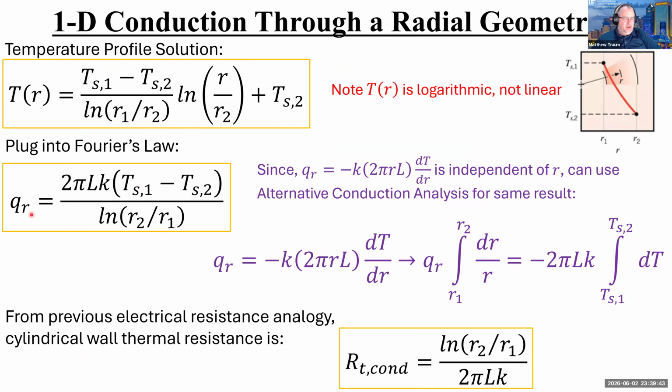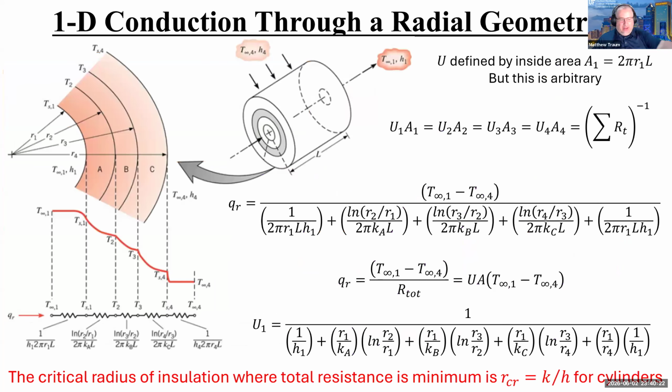all of this stuff that's not Q and that's not T, that's a thermal resistance, right? So I can do the exact same thing that I did before with the plane wall, and I could say, okay, ln of R2 over R1 divided by 2 pi Lk, that is a thermal resistance for conductivity. And so I can use that to come up with now a circuit analogy for polar coordinates analogous to my circuit analogy for XYZ coordinates, for Euclidean coordinates. So I say here, from previous electrical resistance analogy, cylindrical wall thermal resistance is this, right?